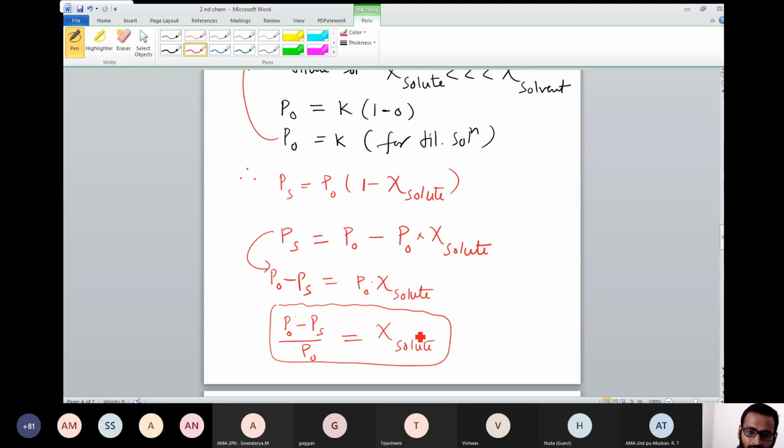Next we will continue from here. P naught minus Ps by P naught is equal to mole fraction of solute. Please remember this formula, everyone. This is the most important formula we have.